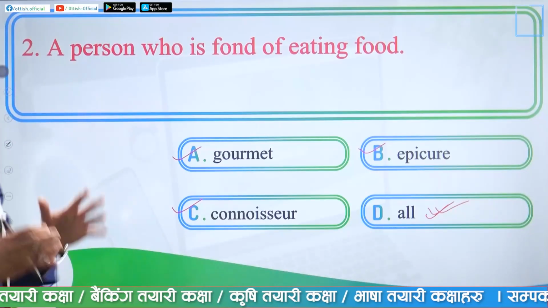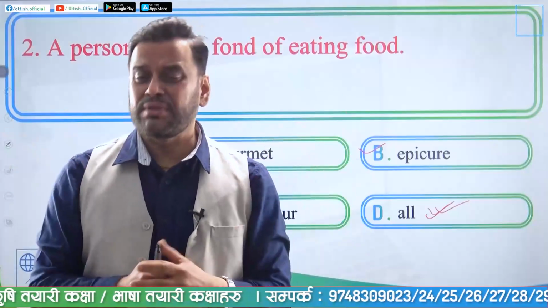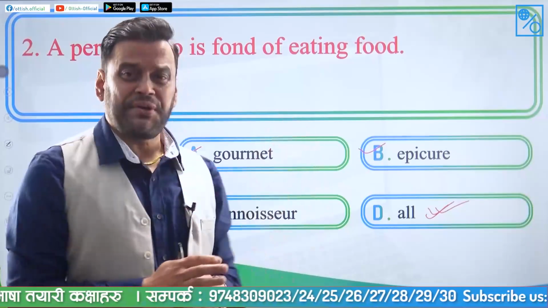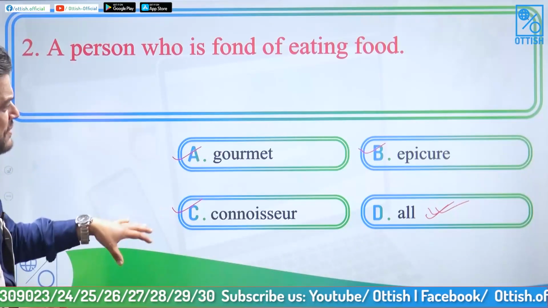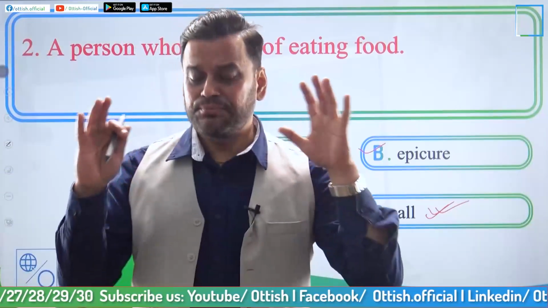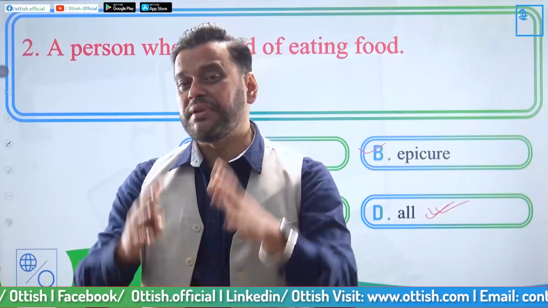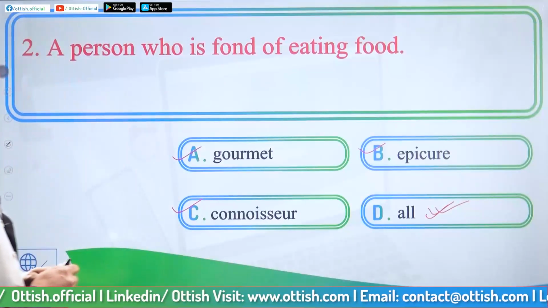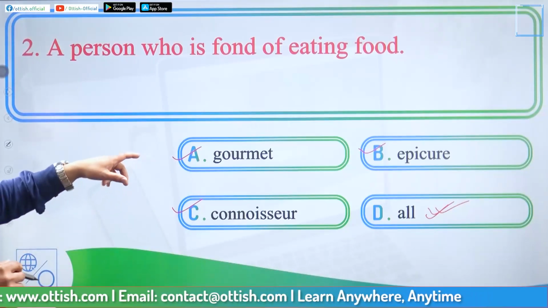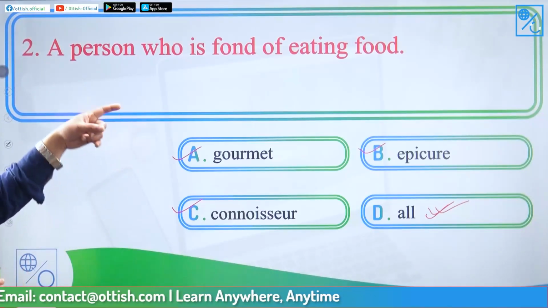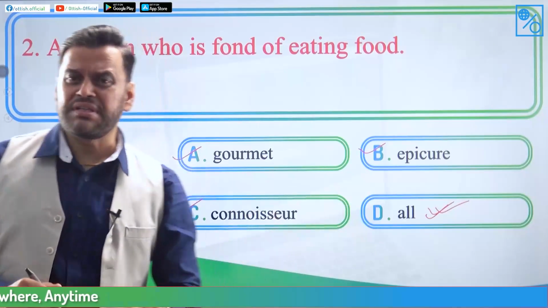Someone who is fond of food at home, eats little but good food, new food, refined food. Okay, so epicure also means the same person, and connoisseur too. These are people who are fond of eating new food, high quality food, refined food, really good food. So a person who is fond of eating food is a gourmet, also epicure, connoisseur. So here the answer is all of them. Option D is the correct answer.